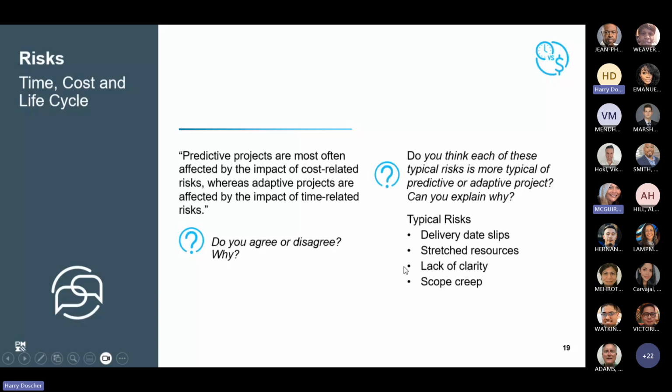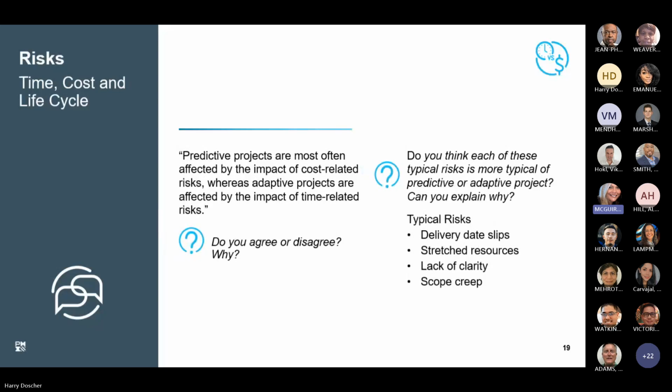Here's a softball. Lack of clarity. Predictive or adaptive? Which one's most typical? Adaptive. Okay. Yeah, because you're starting out with fairly vague requirements. Now, even if you have a predictive project, you may not have identified all of the requirements up front. So there are occasions for each one.